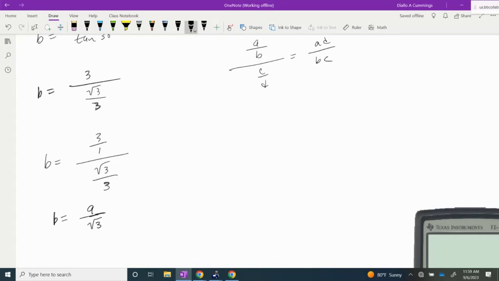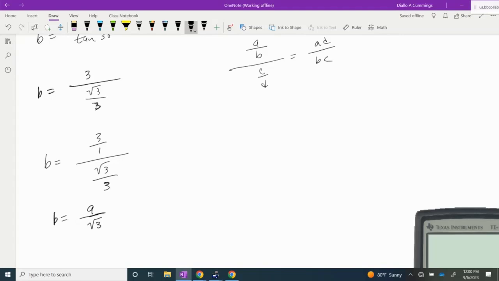Does everybody understand where I got this from? 9 divided by the square root of 3. I took 3, and I just wrote that as a fraction, 3 divided by 1, just to make that a fraction, so I could use the formula. And I took my denominator, I kept it the same, square root of 3 over 3.